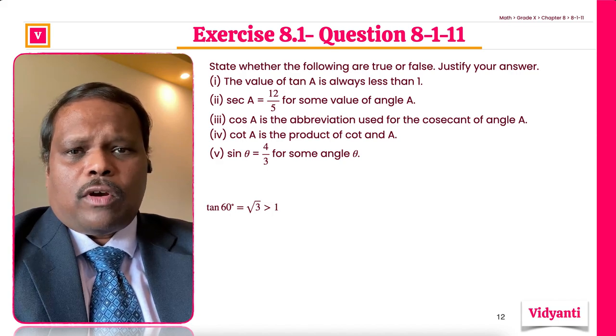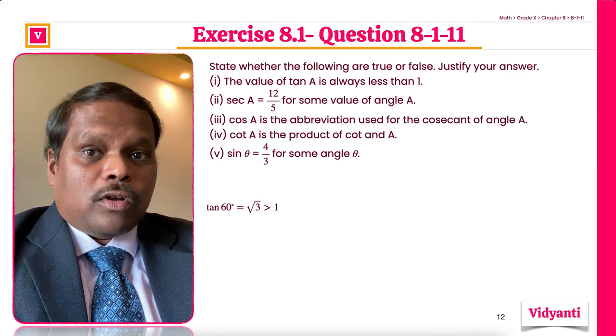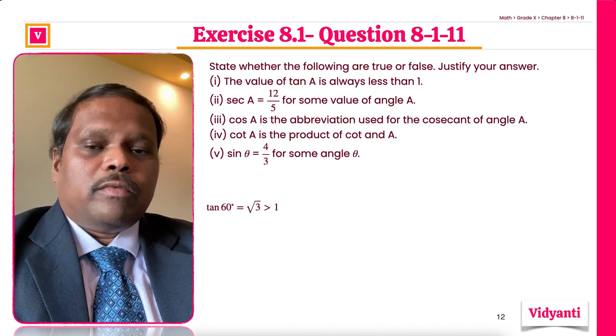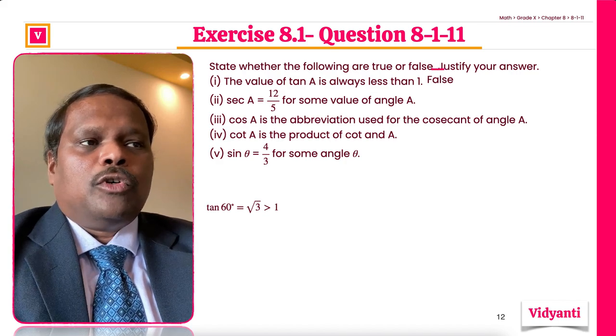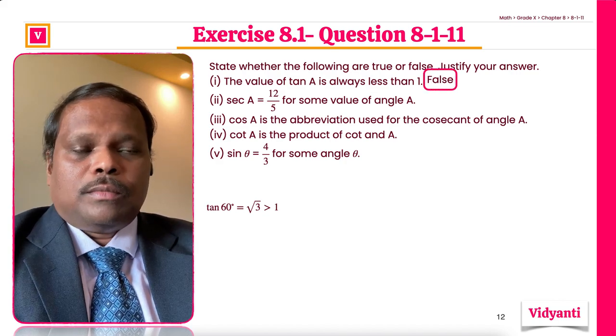And we can verify that for tan 60. Tan 60 is square root of 3, which is approximately 1.73, which is definitely greater than 1. So I'm going to mark the first statement as false.